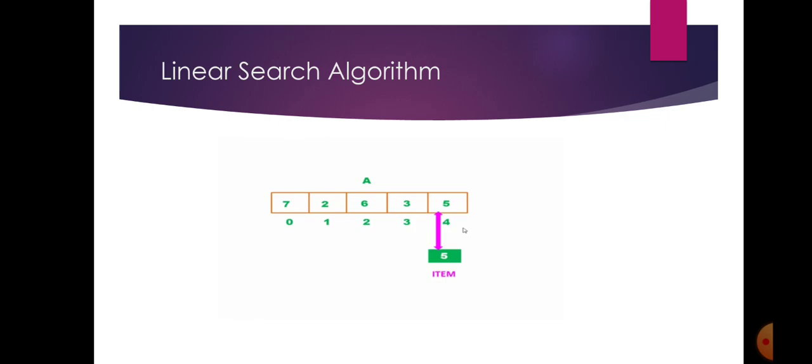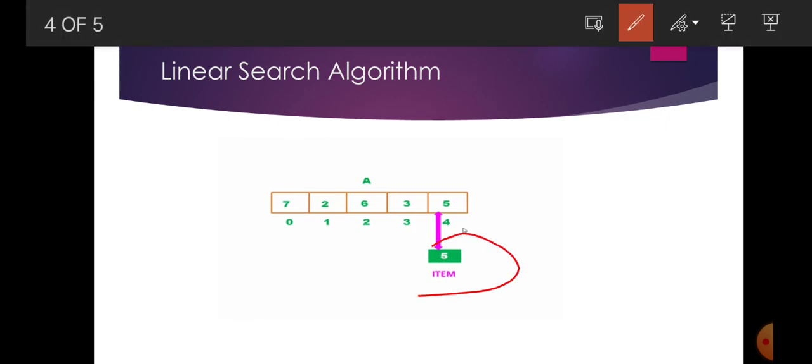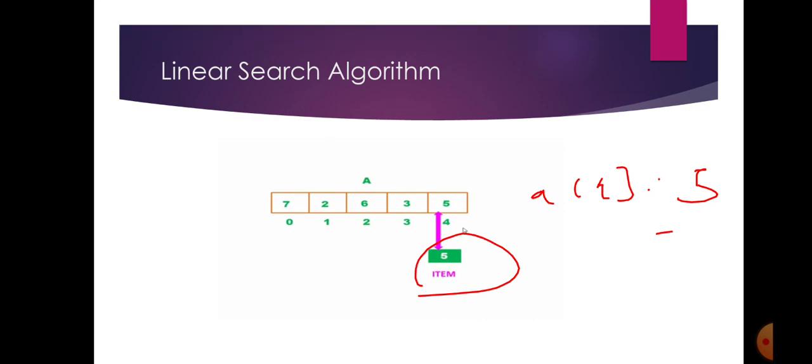Here we check the item 5 with array of 4. Array of 4 stores the value 5. It matches the item 5, so it returns the element 5. Here the search algorithm is completed and it is successful. Like this, the linear search algorithm is performed.